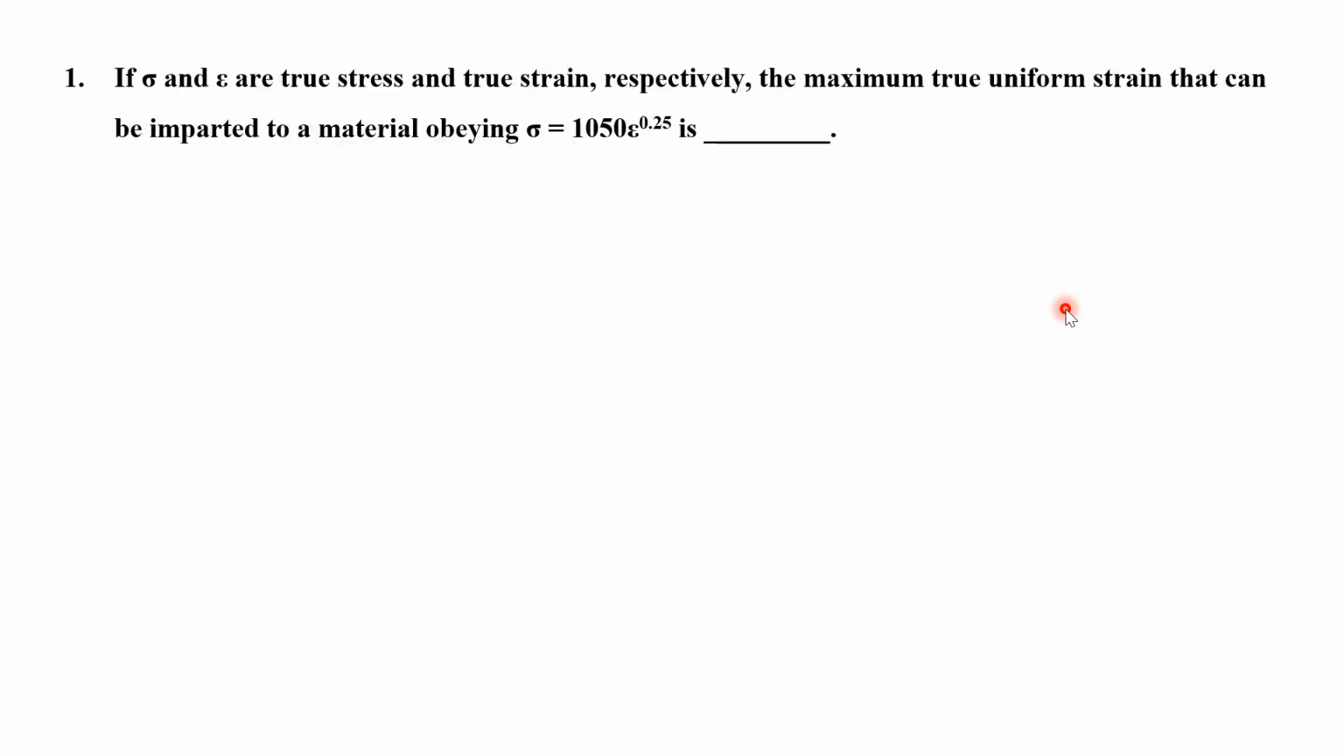So we'll start with today's first question. If sigma and epsilon are the true stress and true strain respectively, the maximum uniform strain that can be imparted to a material obeying sigma equals 1050 epsilon power 0.25 is? So this is the first question. Do you have any idea on how to start solving such a problem?